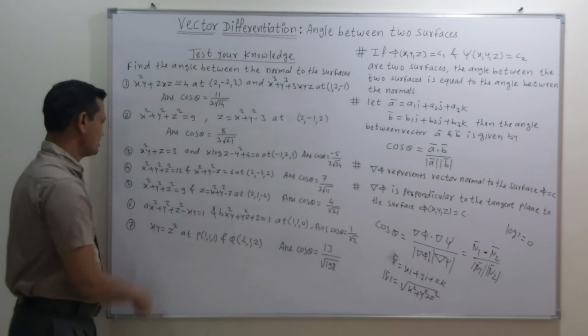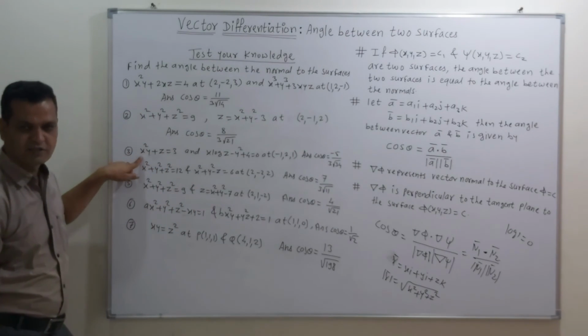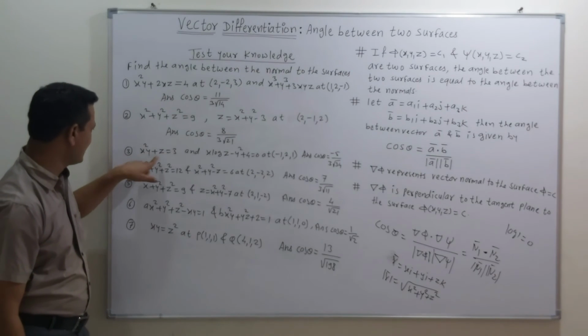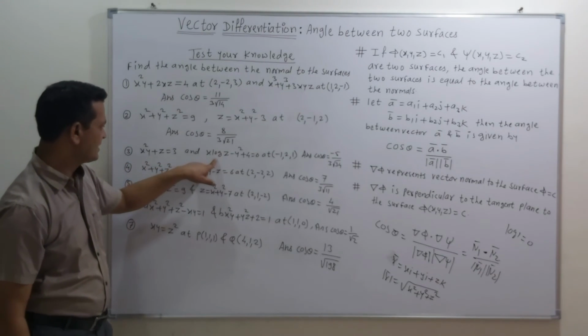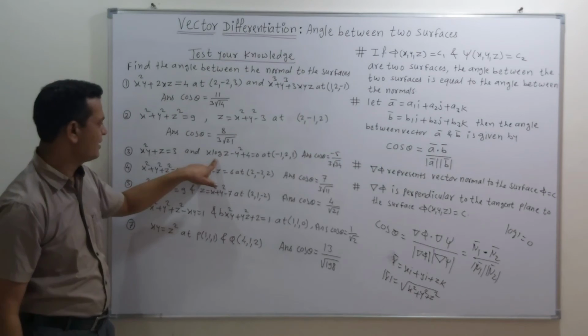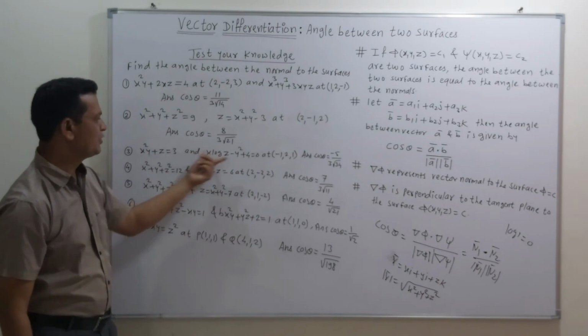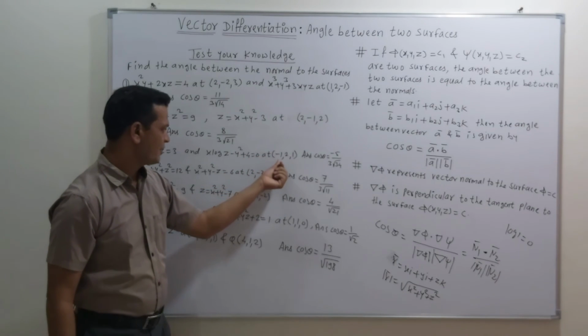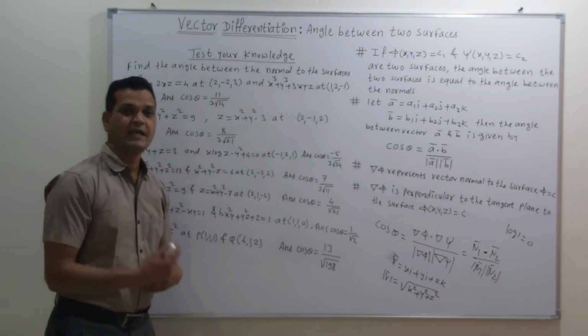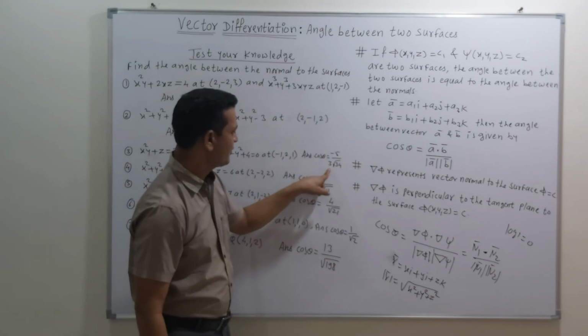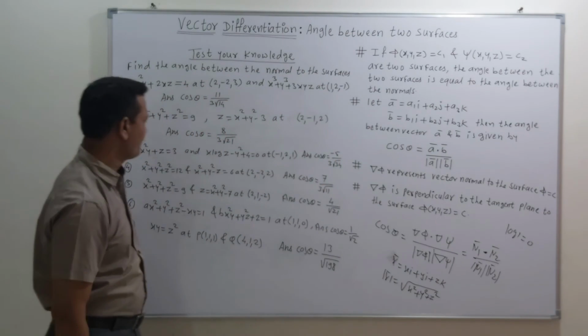So the third question: the first surface is x square y plus z is equal to 3, and the second surface is x log z minus y square plus 4 is equal to 0. So find the angle between these two surfaces at the point minus 1, 2 and 1, and its answer is minus 5 upon 3 root of 34.